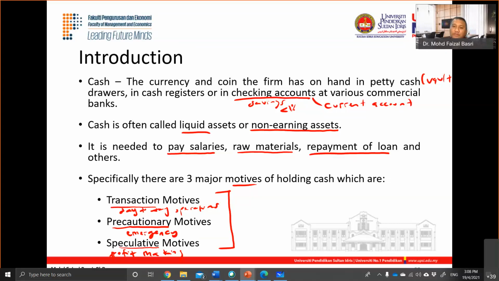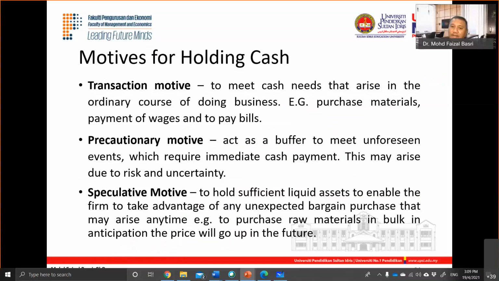And when we talk about normal price, then your profit margin will remain the same. But if you can buy the stocks or the raw material at a cheaper cost, it will increase your profit margin, and therefore you're going to have a bigger profit margin. So that's the speculative motive. Okay, so all three, you can read again here, and I explained one by one just now. So for transaction motives, cash is required due to the ordinary cost of doing business, which is from day-to-day operations, to purchase raw material, to pay salaries and wages to your staff, to pay bills, utilities, rental, and so on.